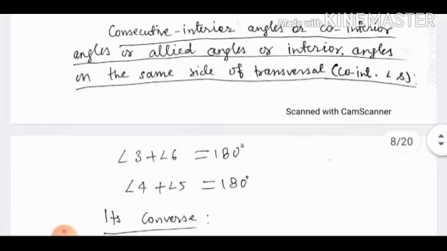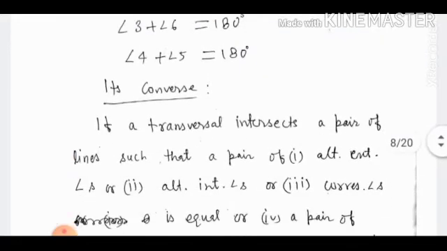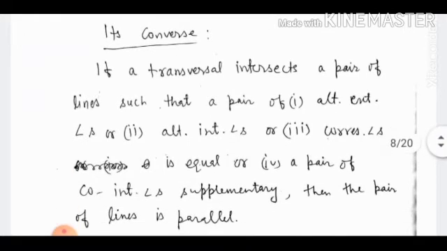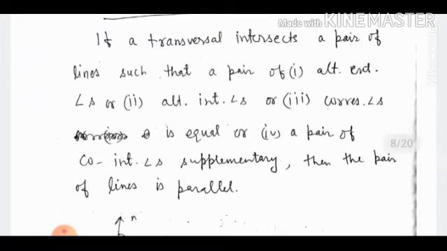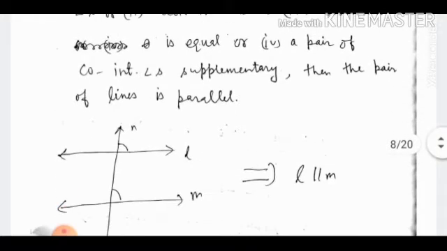Its converse. So, in the converse, if a transversal intersects a pair of lines such that a pair of alternate exterior angles, or a pair of alternate interior angles, or a pair of corresponding angles is equal, or a pair of consecutive interior angles is supplementary, then the pair of lines is parallel. This is the converse. So here the condition and result will be exchanged.